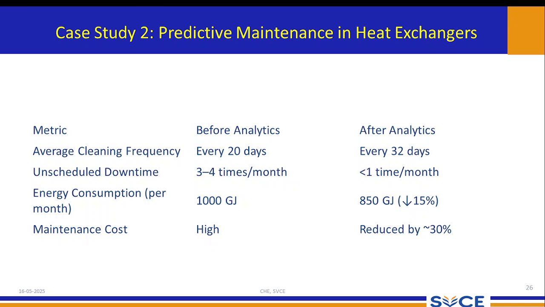Unscheduled downtime was 3 to 4 times per month. Just imagine, per month the equipment has to be shut down for cleaning 3 to 4 times, and that is a loss for the company and the industry. After analytics it is less than 1 time per month, which is meaningful, right? The unscheduled downtime has been reduced.